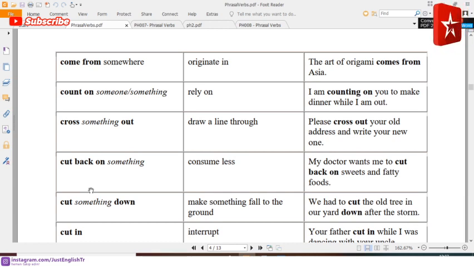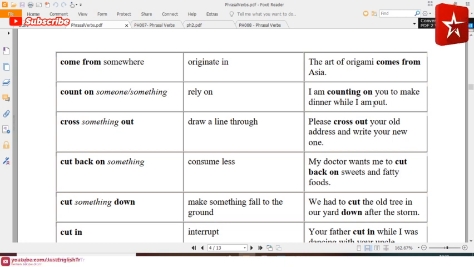Come from. For example, where do you come from? You can say, where are you from originally? Like originate in. It means the origin. Origin comes from Asia. And count on. Count on someone or something. It means rely on. Okay, I'm counting on you to make dinner while I am out.